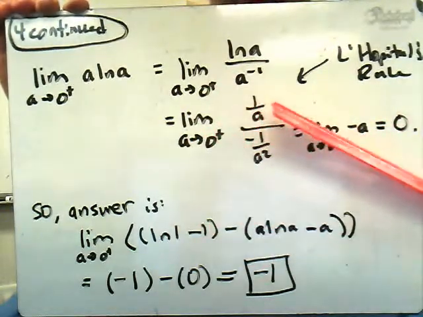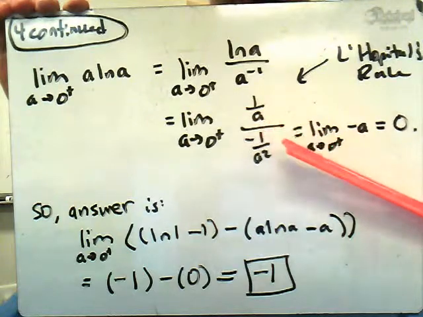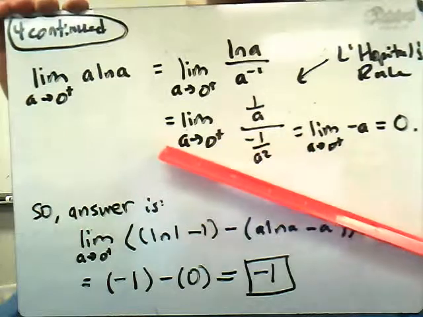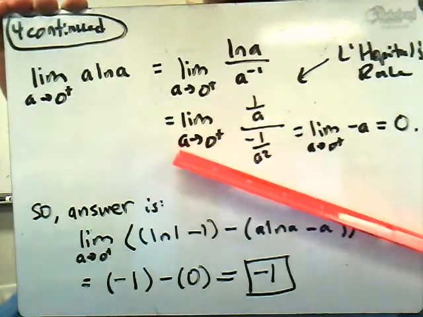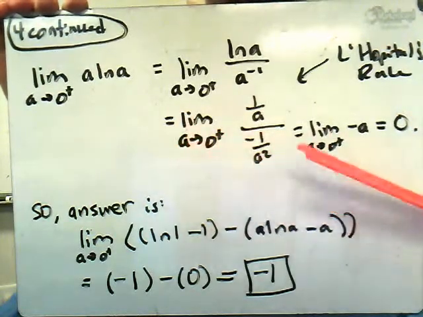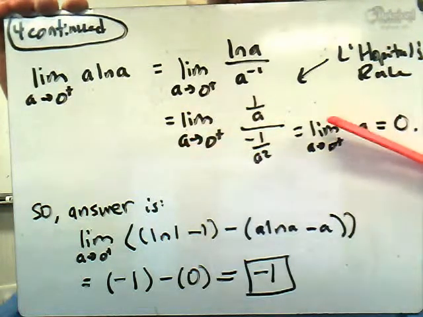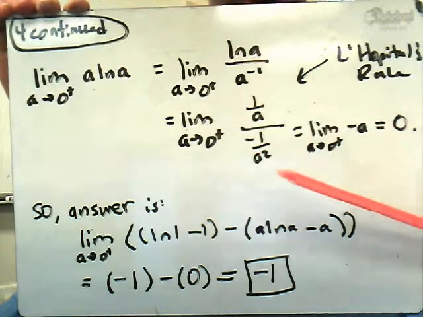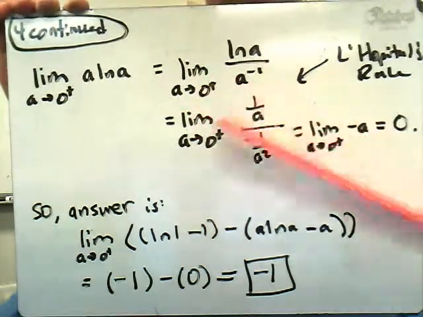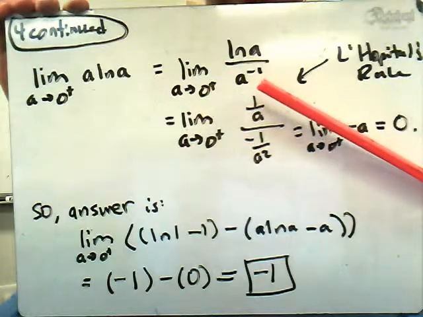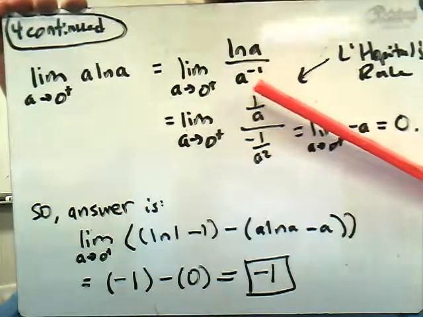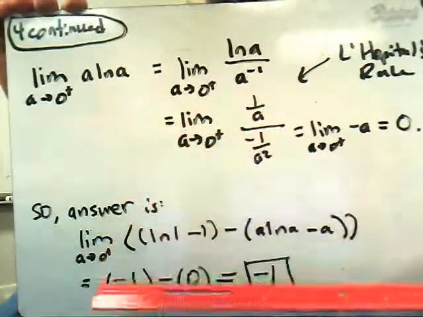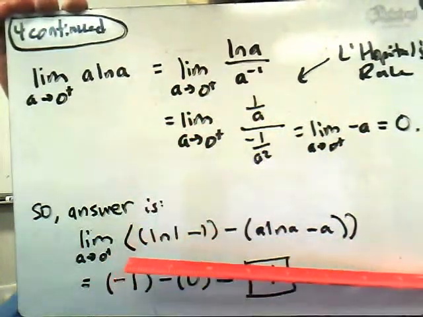So when we evaluate, we get the derivative of natural log of a as 1 over a, and the derivative of a to the negative 1 as negative 1 over a squared. When we evaluate this limit as a goes to 0 from the right, and clean it up a little bit, we get the limit as a goes to 0 from the right of negative a, which is just 0. So the trick here was figuring out that we needed to put the a to the negative 1 in the denominator, which, by the way, is the same as dividing by 1 over a, which is why we would get back to a.